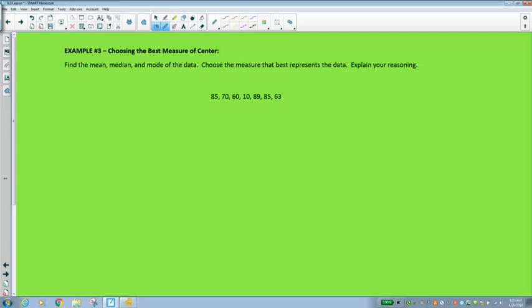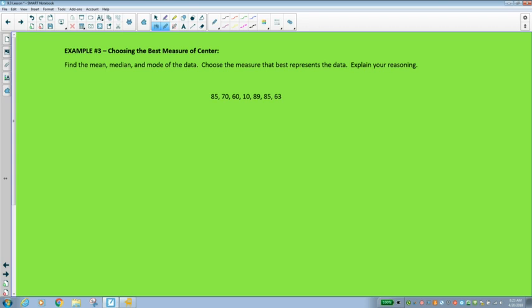Right, so now we're going to look at our next example. It says to find the mean, the median, and mode of the data, and then choose the best measure to represent the data and explain what our reasoning is. So we're going to explain why we're choosing the part that we are.